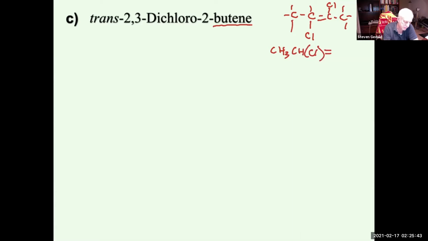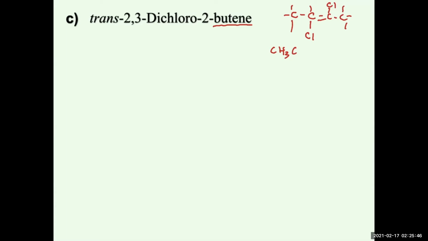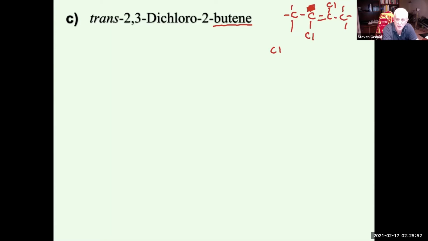Oh, I did something wrong. I made a mistake. Someone should have caught me. Yeah, the second carbon doesn't need the hydrogen. That's not there. It already has 4 bonds. So you're right, it does not need the hydrogen. Carbon can only have 4 bonds. It can't have less than 4, can't have more than 4. Remember the Lewis structure for carbon is 4 electrons. So it can only have 4 bonds to it. So CH3, C, Cl, double bond C, Cl, CH3.